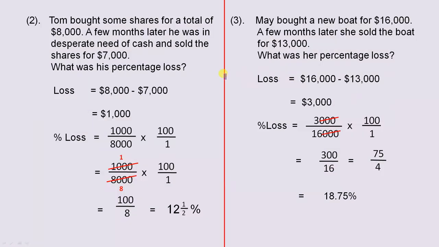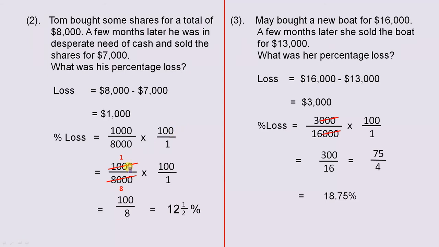Tom bought some shares for a total of $8,000. A few months later, he was in desperate need of cash and sold the shares for $7,000. What was his percentage loss? So the loss in money terms is $8,000 minus $7,000. That gives you $1,000. The percentage loss is 1,000 over 8,000 by 100 over 1.